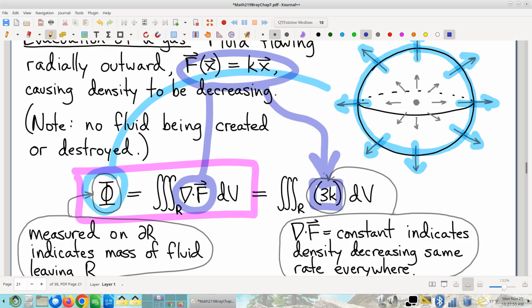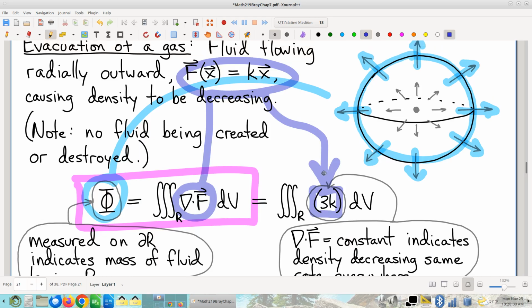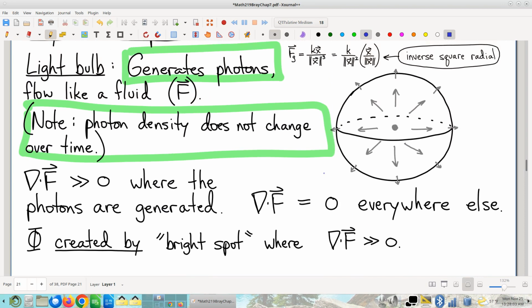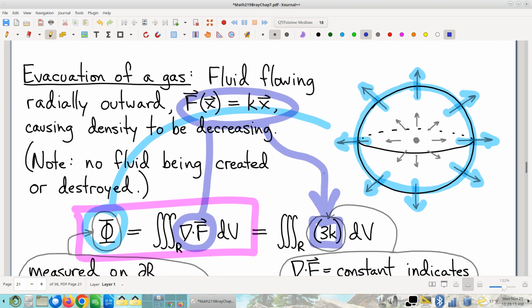Okay, so what's the interpretation here, right? Is divergence pointing to where the fluid is being created, like here, right? We agreed that the divergence is pointing to where the photons are being created, because that's the nature of this fluid, as it turns out. Right? But of course, it can't be this interpretation for this example. In this example, nothing's being created. There's a finite amount of gas. We're not generating gas here, right? So what interpretation will we take? What does this 3K mean? What does that value, which by the way is a constant, right? What does that constant value tell us?